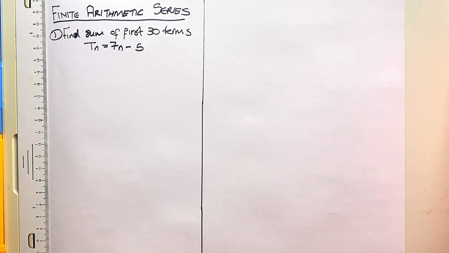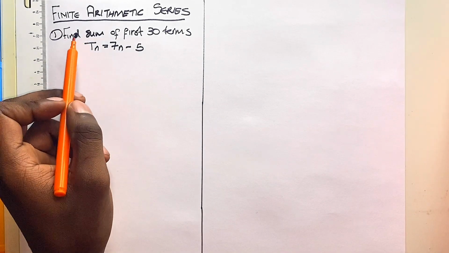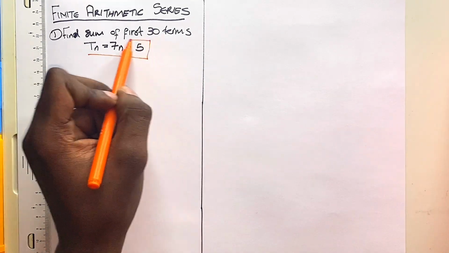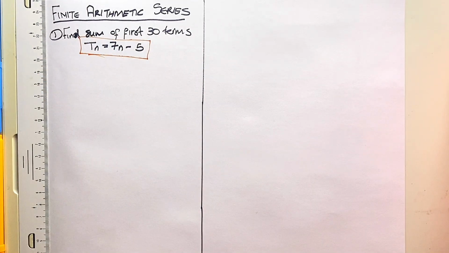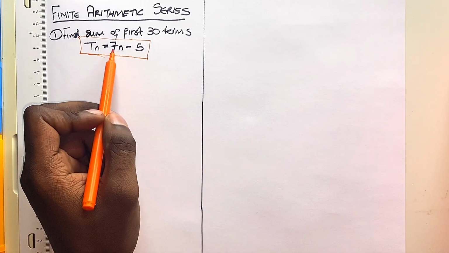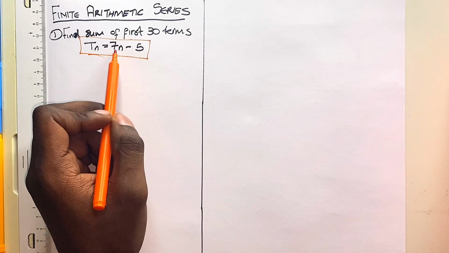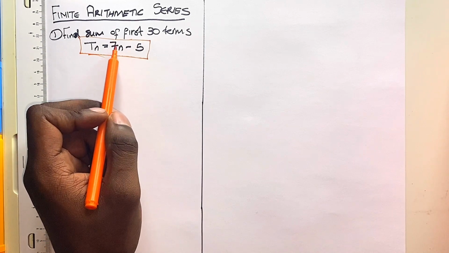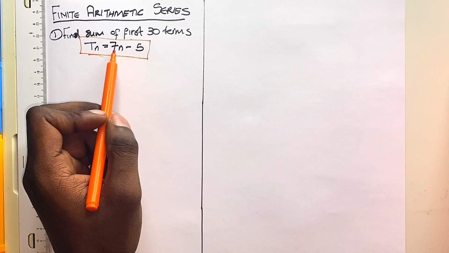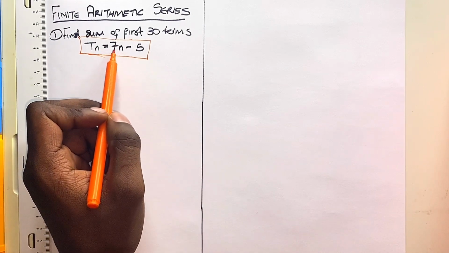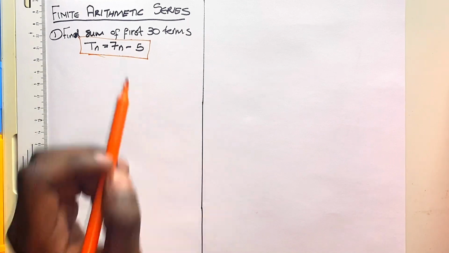Now in the first example, let's say that you are asked to find the sum of the first 30 terms of this arithmetic sequence. You will know that it's an arithmetic sequence because you can see that if this was an equation for a line, it would be a linear line. So arithmetic sequences are linear. So Tn is equal to 7n minus 5.